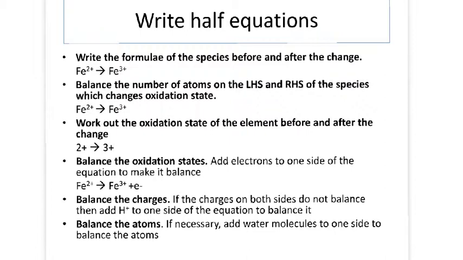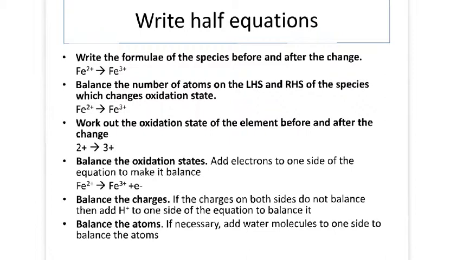The next stage is to work out the oxidation state of the element before and after the change. In our case it's really simple because they're only simple ions. Fe2+ is going to be a 2+ oxidation state, and then on the right hand side we've got Fe3+, and that's a 3+ oxidation state. If you can't remember how to work out oxidation states, then go back to the previous video, which is lesson 2 of the redox series, and that should help you remember how to do that.